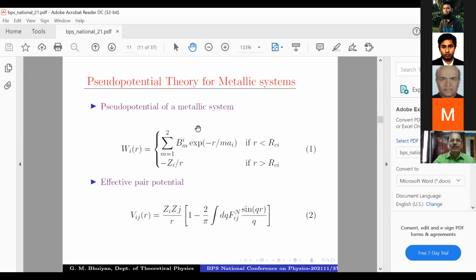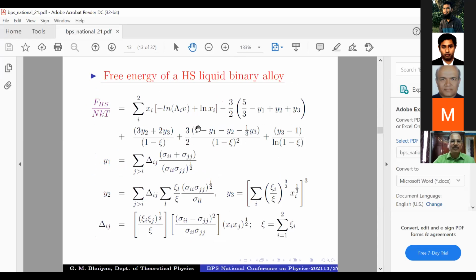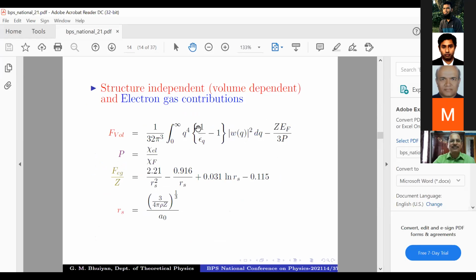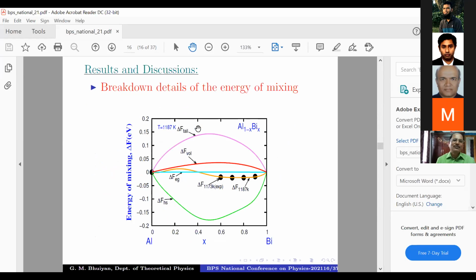And we use perturbation theory. We use the electron-ion interaction, that means the electronic theory of metals. And these are the hard-sphere liquid expressions and the structure-dependent part of this. And now, if I say a few things on the results and discussions.